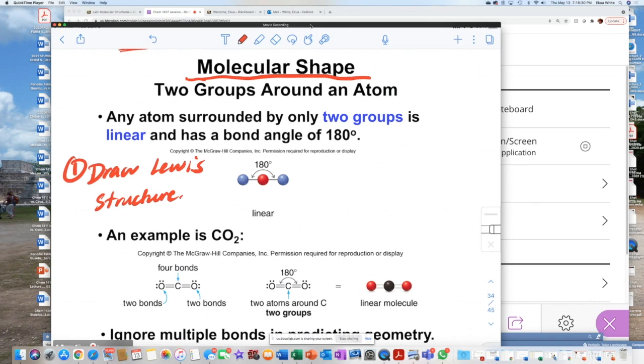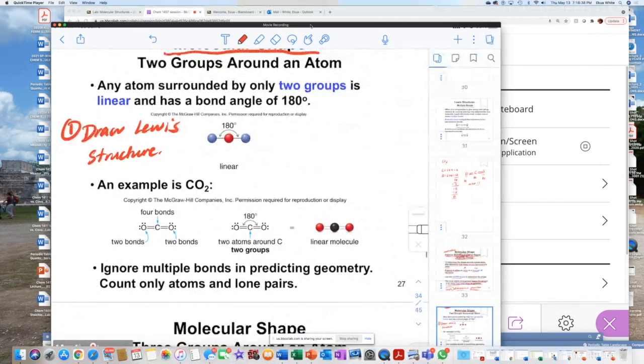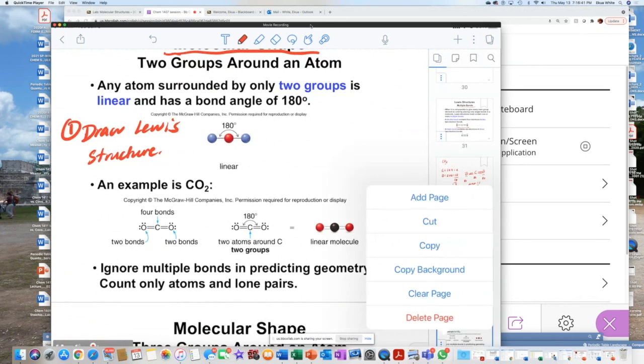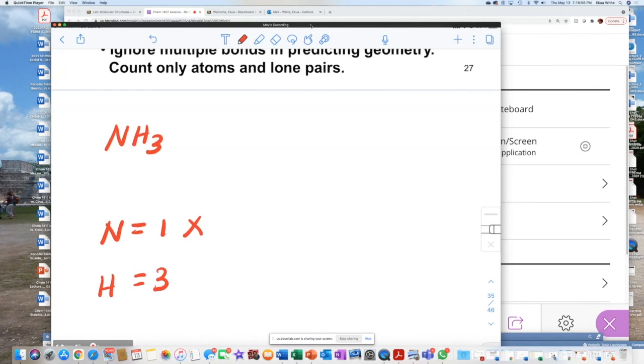So let me do one and I'll come back and show you how it works out. I just realized I didn't do a Lewis structure that has lone pairs. I'll do ammonia, NH3. I'm going to draw the Lewis structure for this. Start off with nitrogen. We only have one in the structure. Hydrogen, we have three. Nitrogen is in group 5. You can have your periodic table near you. Hydrogen is in group 1. So we have 5 electrons here and 3 electrons here. You add this up and you end up with 8 electrons.